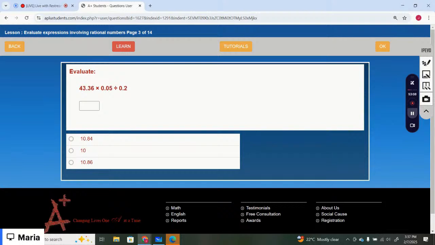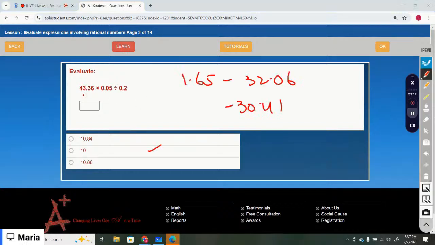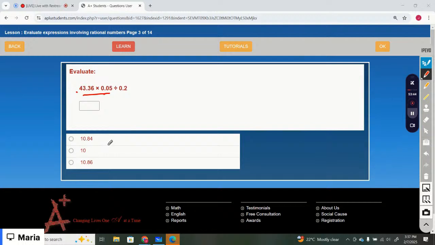43.36 multiplied by 0.05 divided by 0.2. So multiplication and division are on the same level, so going from left to right, you have to multiply first. I think we have to divide first because division has higher priority, 0.05 divided by 0.2, that is 0.25. So 0.25 times 43.36 equals 10.84.